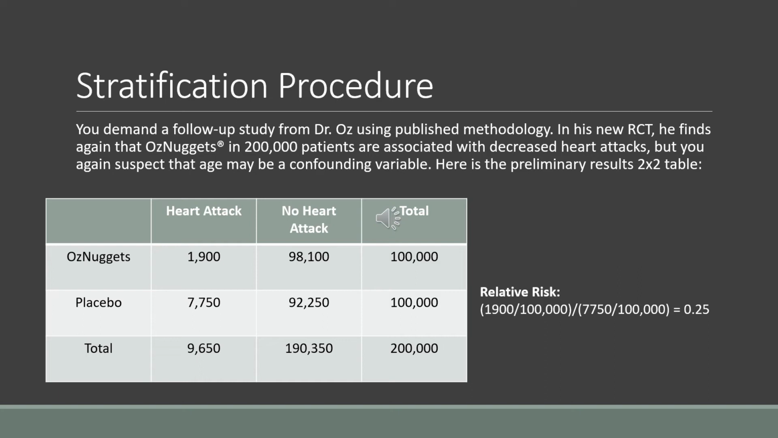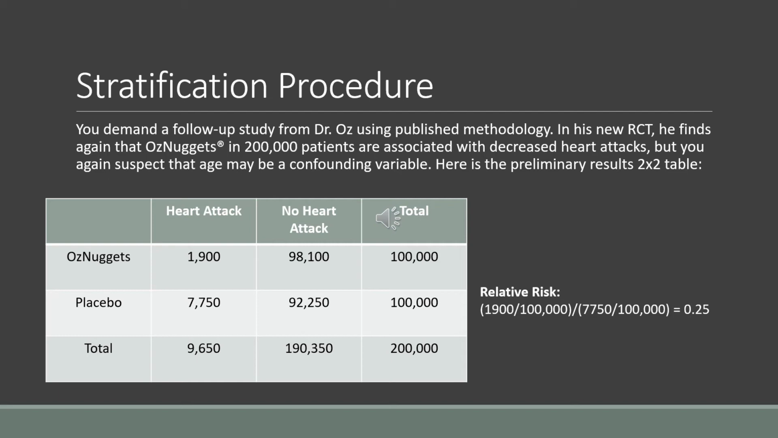But you again suspect that age may be a confounding variable. You don't think he matched the treatment groups appropriately. So here are the preliminary results in a 2x2 table. So the Oz Nuggets group had 1,900 heart attacks per 100,000 patients. Placebo group had 7,750 heart attacks per 100,000 patients.